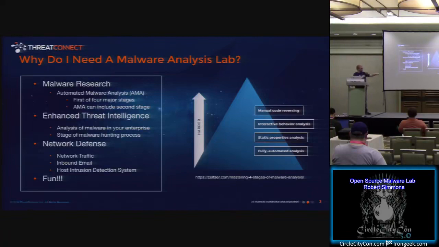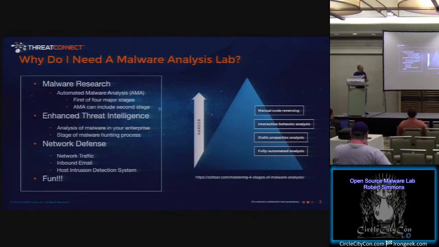As you can see on the side of the slide, this is from Lenny Zeltzer's website, and this is the difficulty levels of the different stages of malware analysis. At the bottom we have fully automated analysis, and the next stage up is static properties analysis, so static analysis. The next stage up is interactive behavioral analysis, and then the top is reverse engineering using manual code reversing. Each of these is progressively more difficult, and my talk today is going to cover the bottom two rungs of this difficulty pyramid.